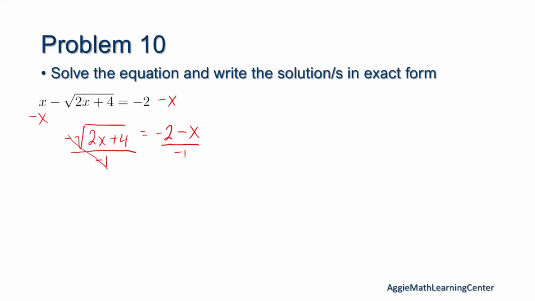And what's -2 divided by -1? If we have a negative number divided by a negative number, that's a positive. So that'll be +2. And will the x be negative or positive? Positive, because we've got a minus and a minus. Now we've got the square root of 2x plus 4 equals 2 plus x. So we've isolated our root.